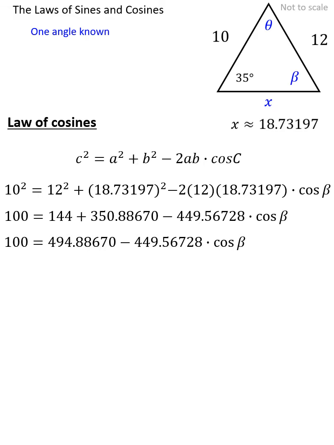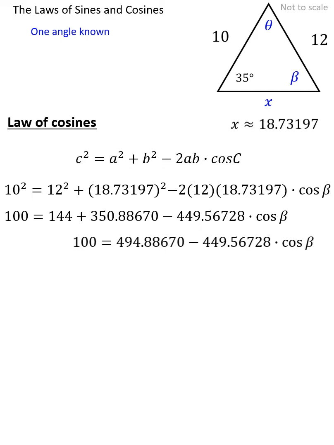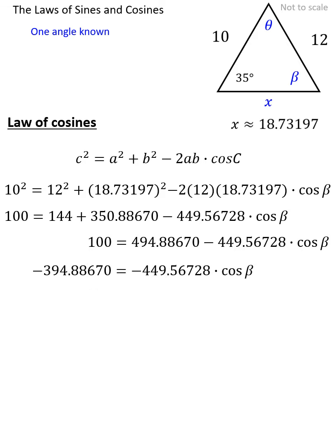Okay, so now how am I going to go about solving for beta? Well, what I'm going to do is subtract 494.88670. I'm going to subtract that 494 term from both sides. And after having subtracted that from both sides, I still want to solve for beta. It seems logical to isolate cosine of beta, so I'm now going to divide both sides by negative 449 point, etc. And after dividing both sides by the negative 449-ish number, I ultimately get this, and I've isolated the cosine of beta now.